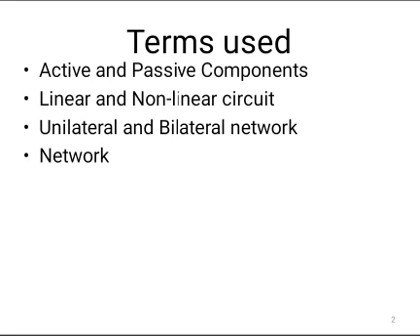Next, network. A circuit having a number of circuit elements is called a network. Node. A node is a junction in a network where two or more circuit elements meet at a point. That means two or more circuit elements connected together. Next, mesh. It is a loop that contains no other loop within it.